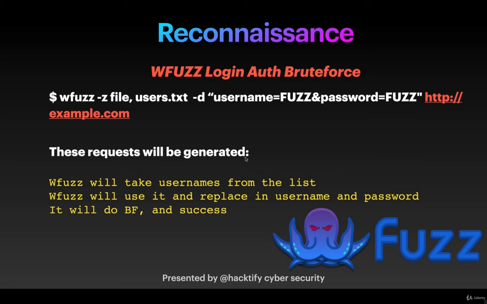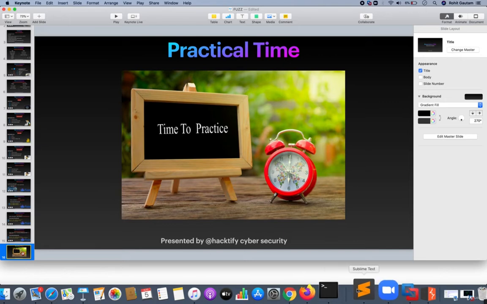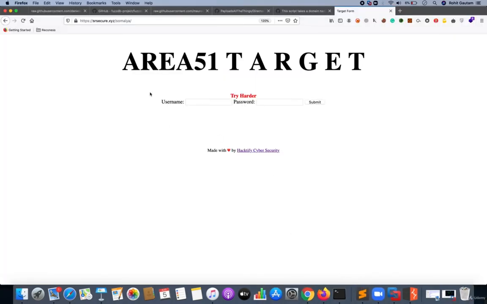So these requests will be generated. First, WFuzz will take usernames from the list, replace them in username and password, do the brute force, and we will get the success. So it is practical time, and let's see how we can do this. Let me quickly go to this application. I have hosted an application on srsecure.xyz.